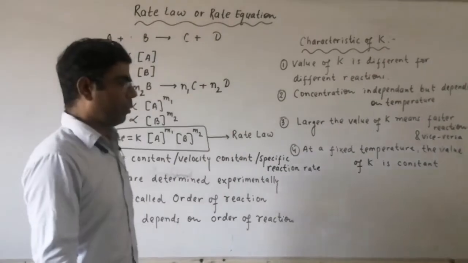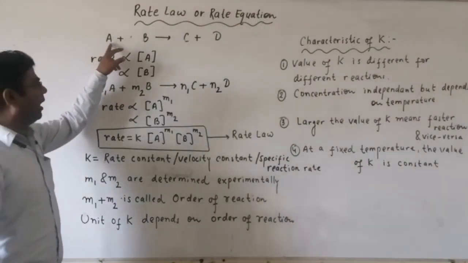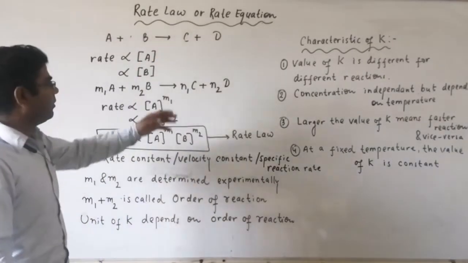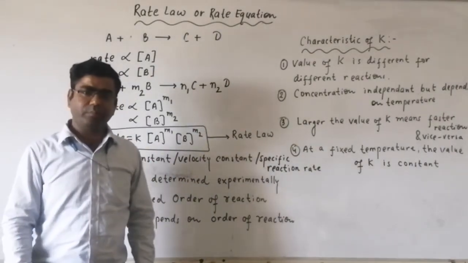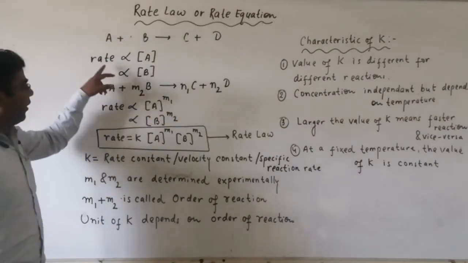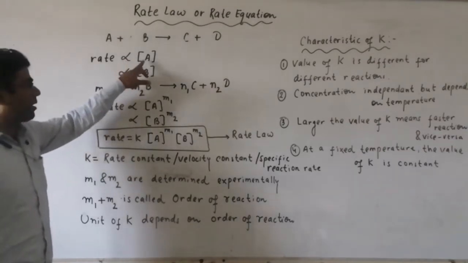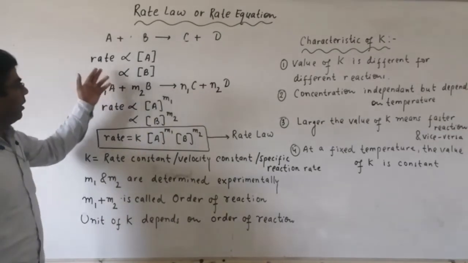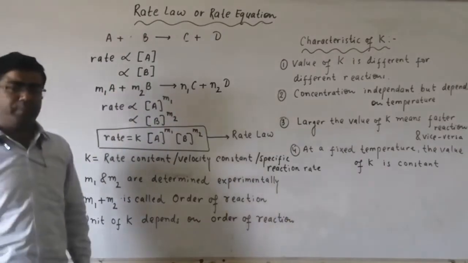So let us talk about a hypothetical reaction where A and B are the two reactants. On reaction, these are converted to C plus D. It's a hypothetical reaction. Then we can write that rate of reaction will be directly proportional to concentration of A, and rate is also directly proportional to concentration of B.